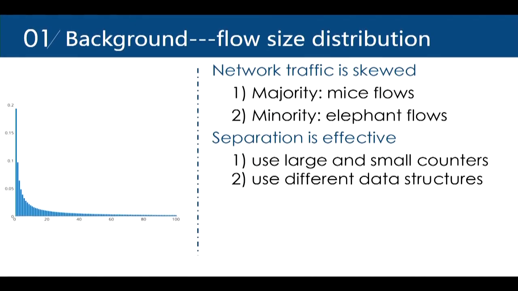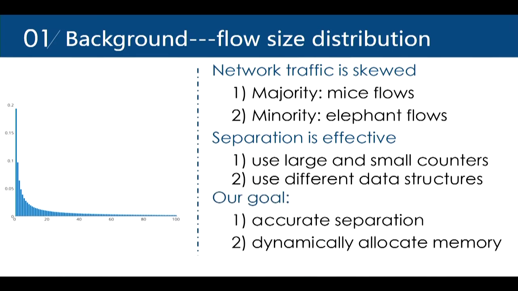If we can separate elephant flows from mouse flows, we can use large counters for elephant flows, and we can use small counters for mouse flows. And we can also use different data structures for elephant flows and mouse flows. Our goal is to achieve accurate separation and dynamically allocate memory for elephant flows and mouse flows.